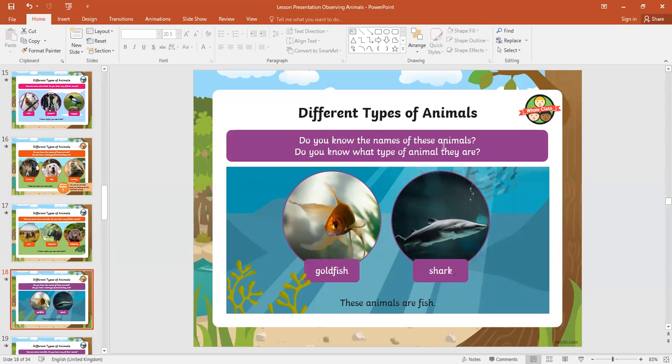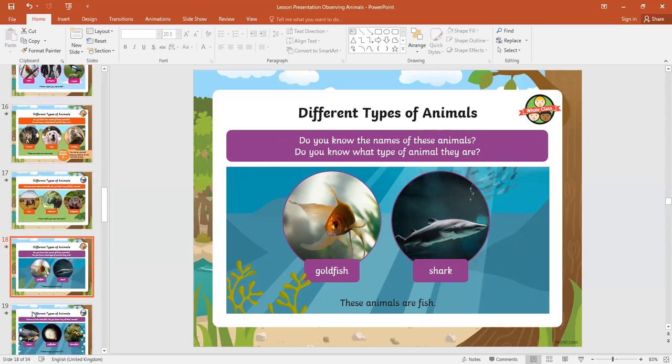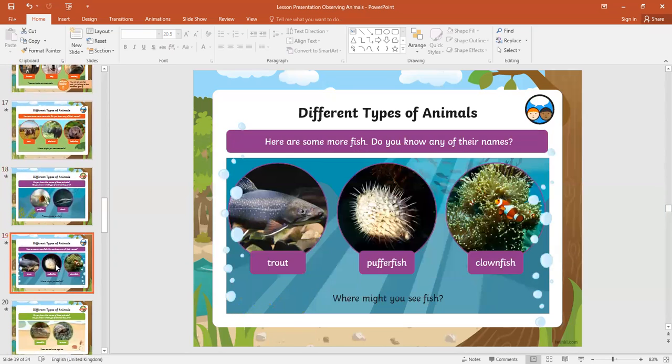Do you know the names of these animals? Do you know what type of animals they are? Have a little think. That's right, this is a goldfish and a shark. And they are fish, that's right. Here are some more fish.